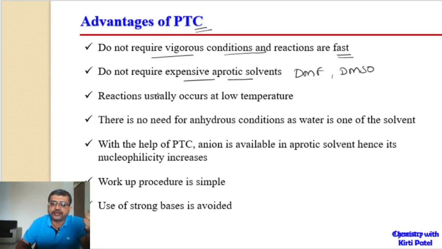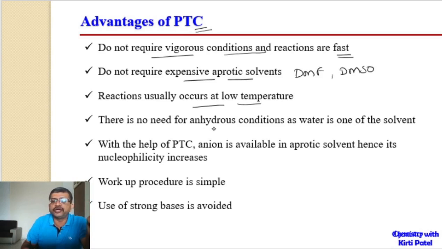Similarly, the reactions usually occur at lower temperatures, so it has advantages. Green chemistry wise also it has an advantage, as there will be a lesser energy requirement. When we are not increasing the temperature, the energy requirement is lesser. As the energy required is lesser, the synthesis becomes greener.